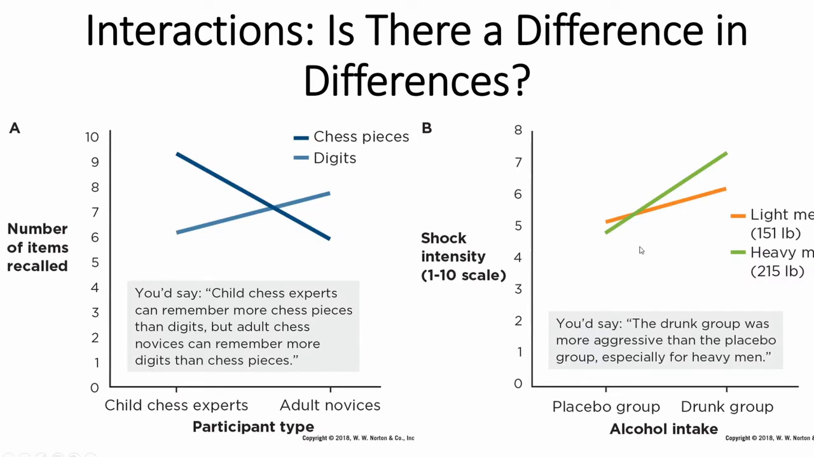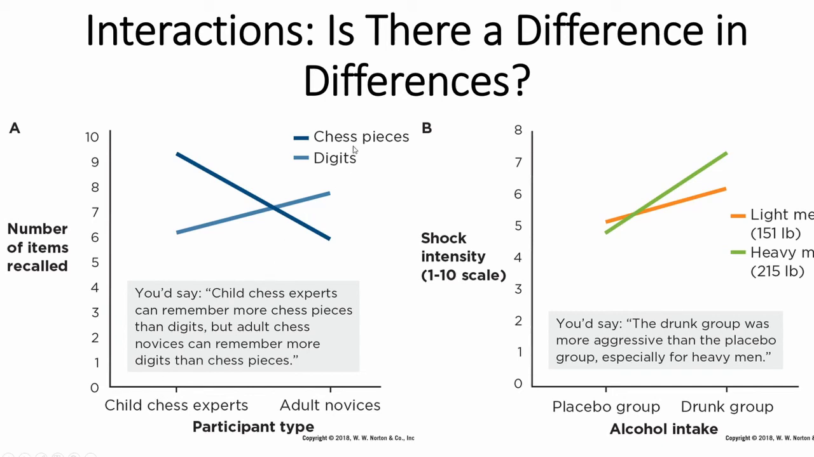Now, when we're talking about these interactions, I've already been using some of this terminology, but we can actually talk about the best way to describe these interactions in words. You should start with one level of your first independent variable and explain what is happening with the second independent variable at that level. Then you move on to the next level of your first independent variable and do the same thing. So we have some examples here.